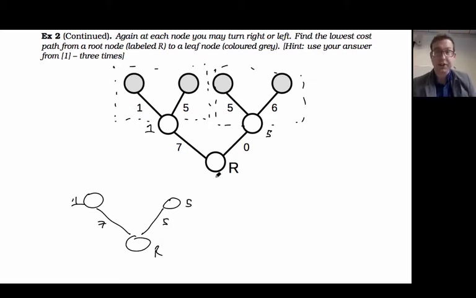Oop. Sorry, 0. Yeah. Good. I do check that you're awake. 0. All right. So I know if I get to this node, the best decision is to get a cost of 1. And if I get over here, the best thing is to go left and get a cost of 5. So now I'm here. What should I do? Should I go left and get 7 plus 1? Or should I go right and get 0 plus 5?